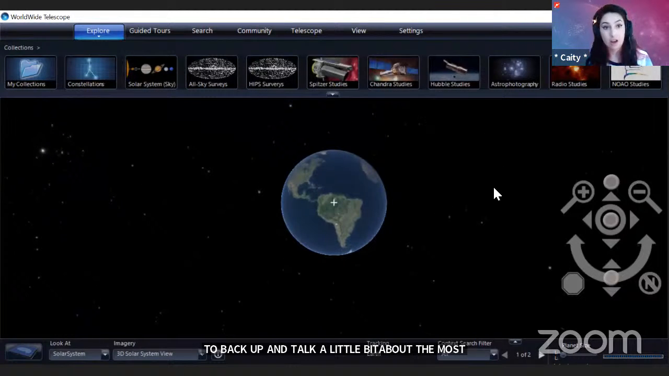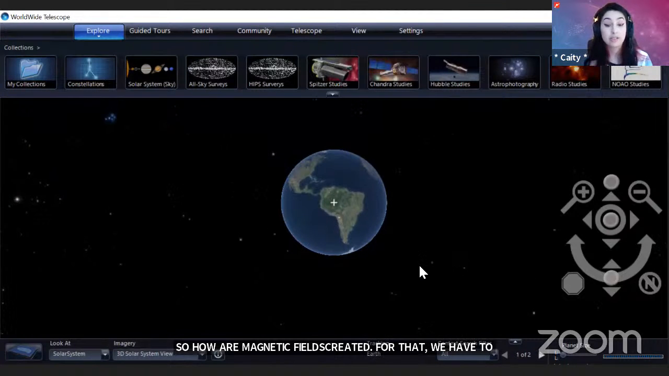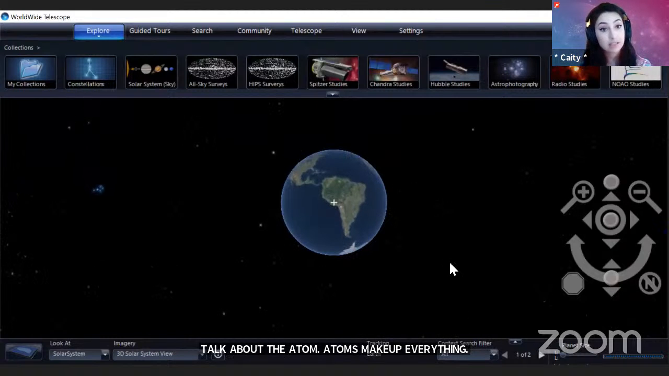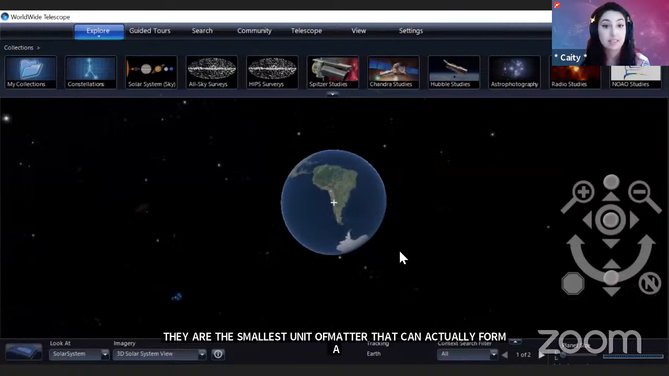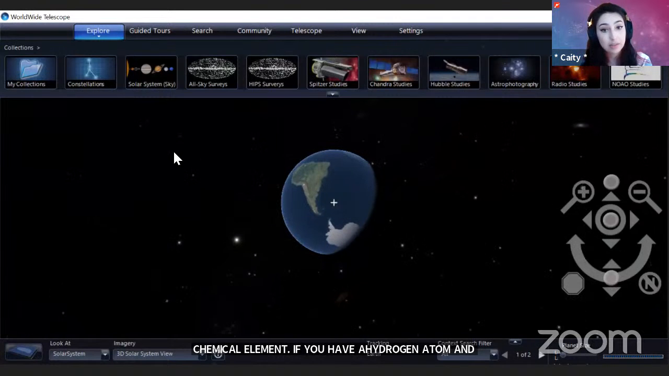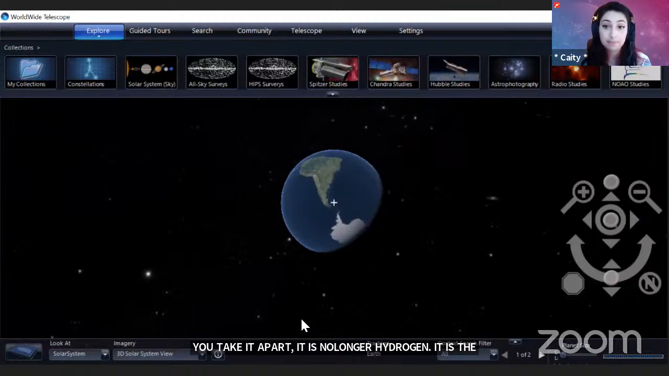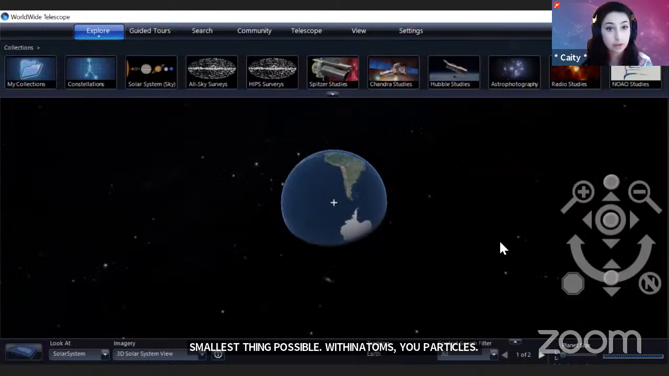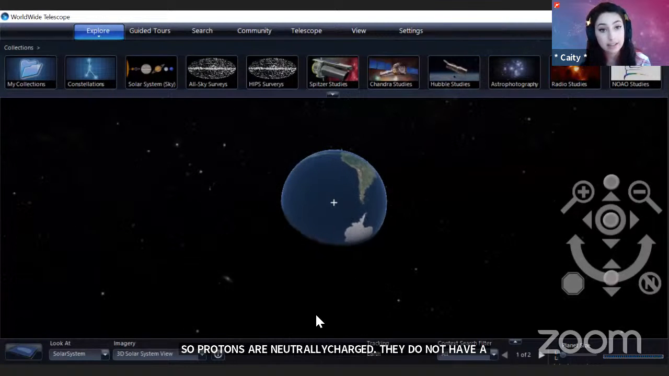And so for that, we've got to talk about the atom. So atoms make up everything. They're the smallest unit of matter that can actually form a chemical element. So if you have a hydrogen atom and you take apart that atom, it is no longer hydrogen. It's the smallest thing possible. And within atoms, you have particles like protons and electrons and neutrons. So neutrons are neutrally charged, so they don't have a positive or negative charge. Protons are positively charged and electrons are negatively charged.